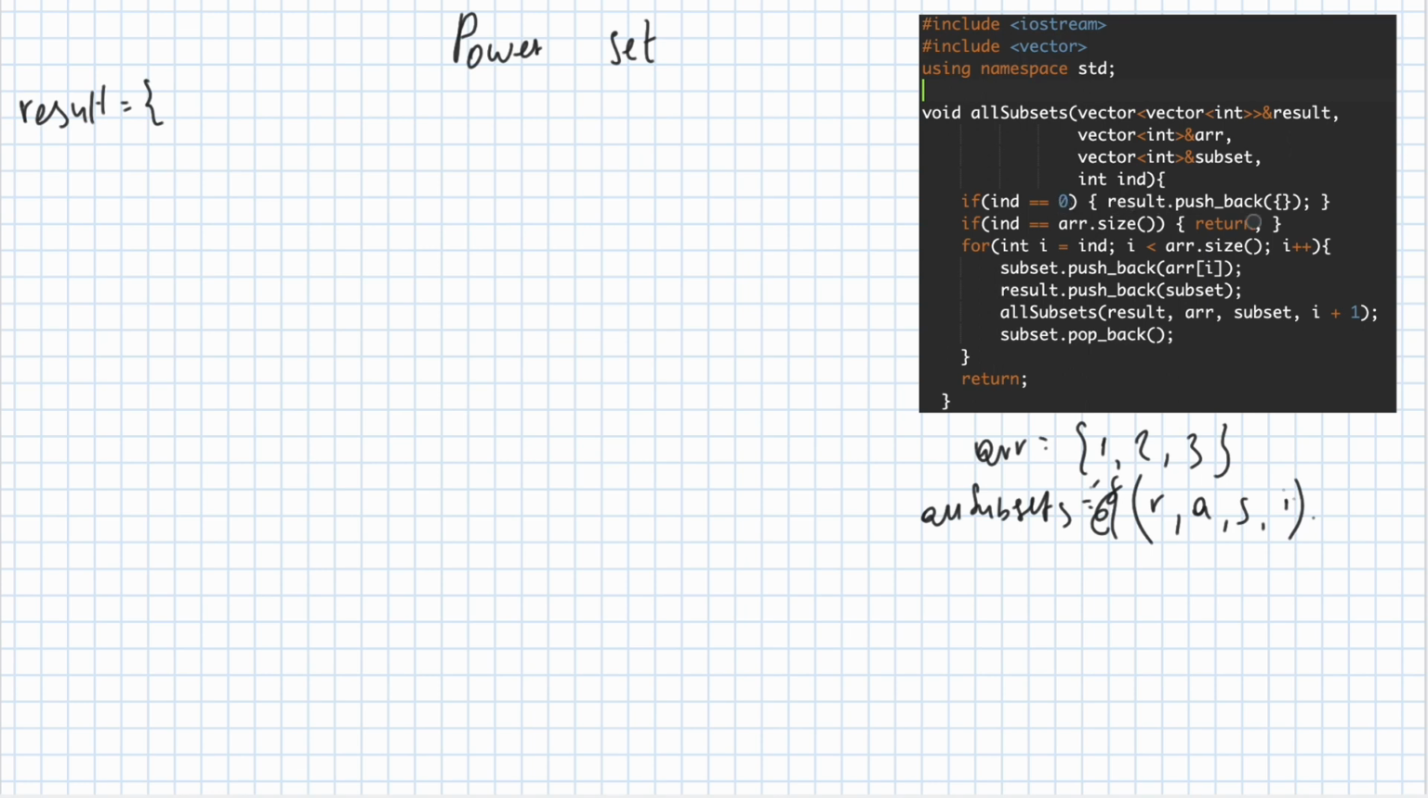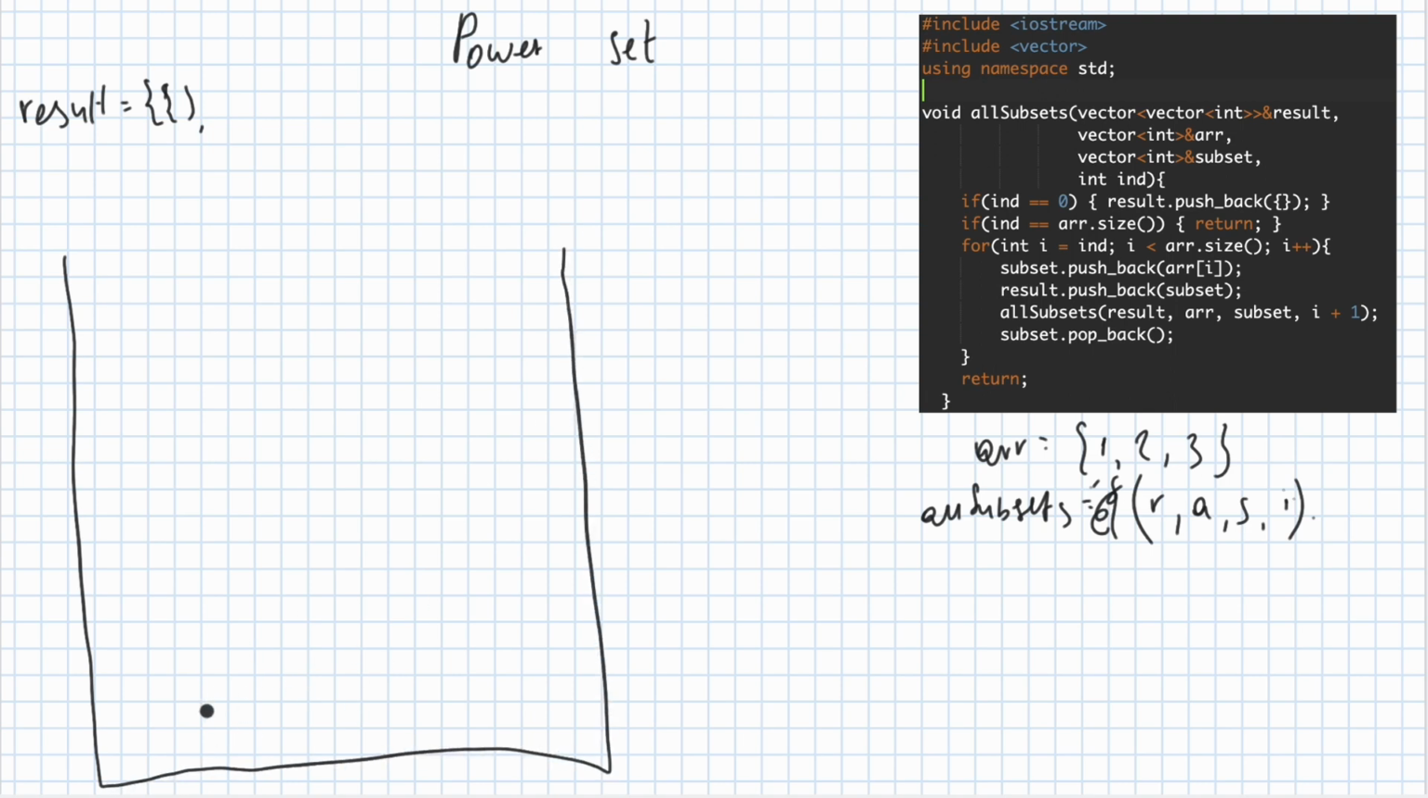And when we call the function, we say index is equal to 0, so we push an empty set to the result. So now in our result we have an empty set. That's clear. And then we check the second condition where we say index equal to array size. That's not true, since our array size is 3 and index is 0. So we don't return. And then we go to the loop where we say I equals index, so I will equal 0. In this part, I'll draw a memory stack for better understanding of recursive function calls.